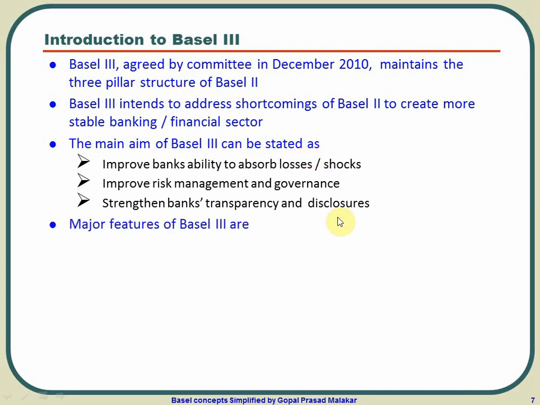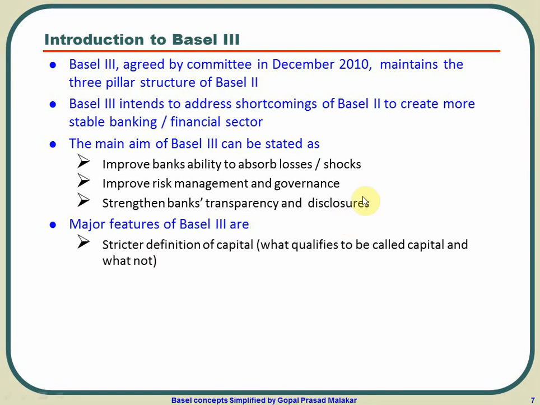And what are the major features of Basel III? First of all, it provided a stricter definition of capital. What qualifies to be capital and what does not became more clear. Secondly, it says that common equity, which was 2% in Basel II, has to be a minimum of 4.5%.